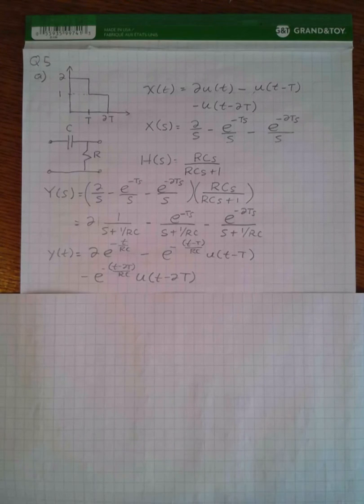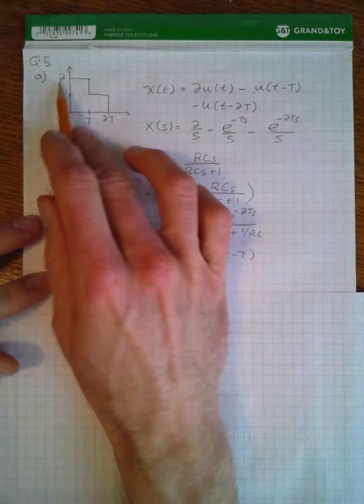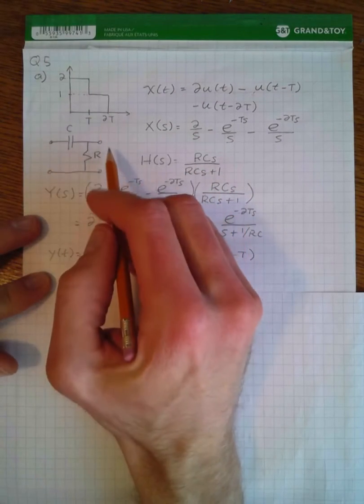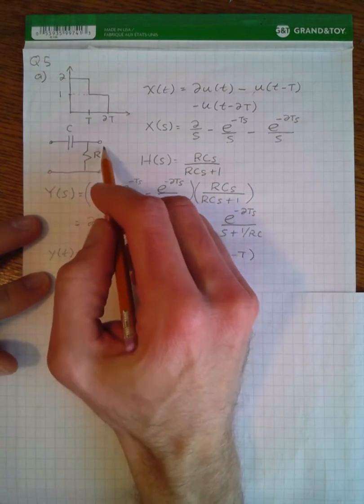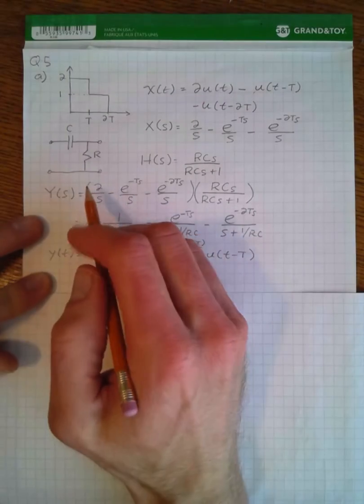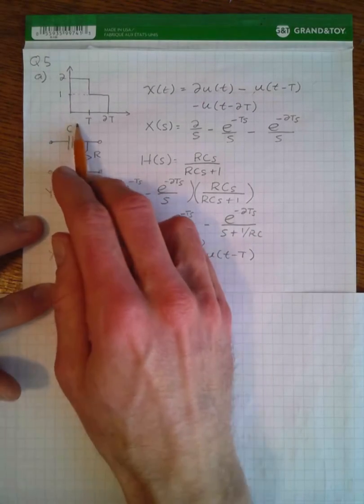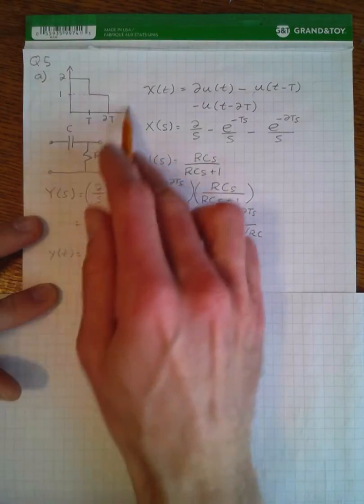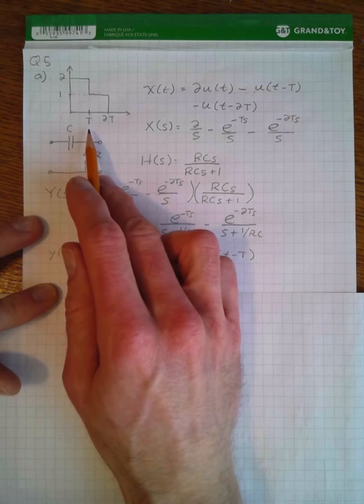Okay, this is the solution for problem 5. Problem 5 was taking this input signal and determining the output voltage from this circuit. Now, step 1 is basically to express this input signal in terms of the unit step function.